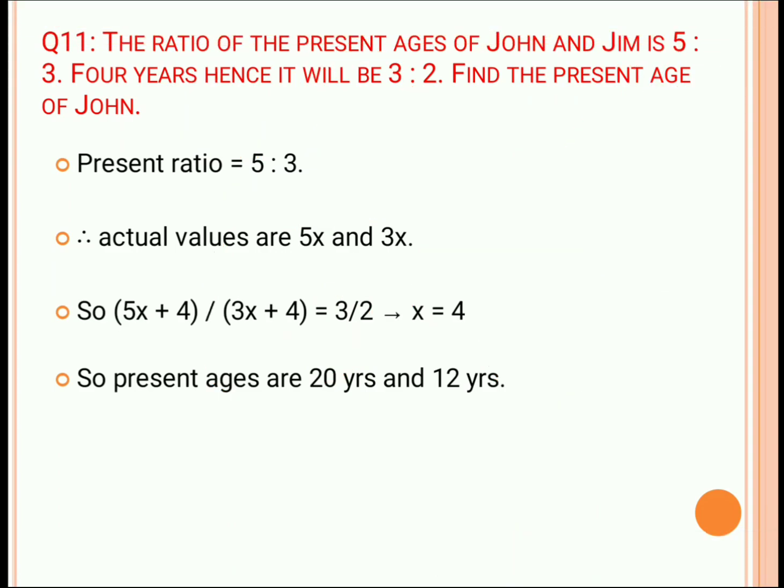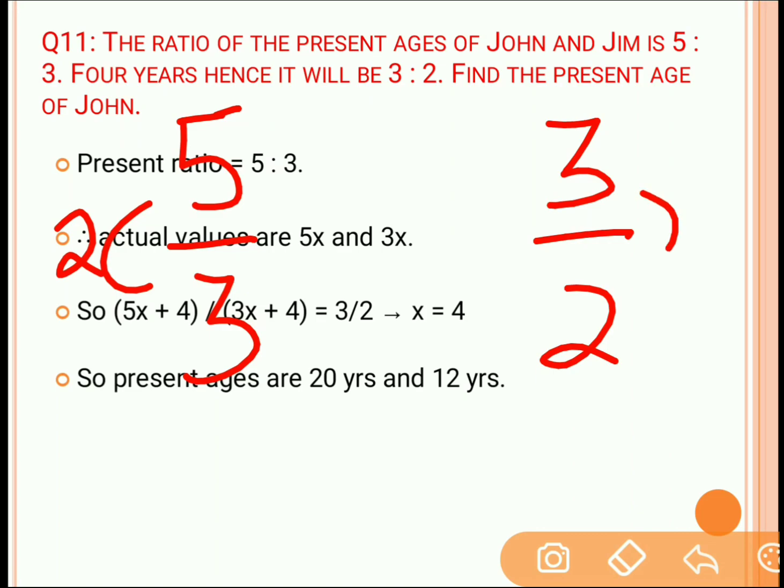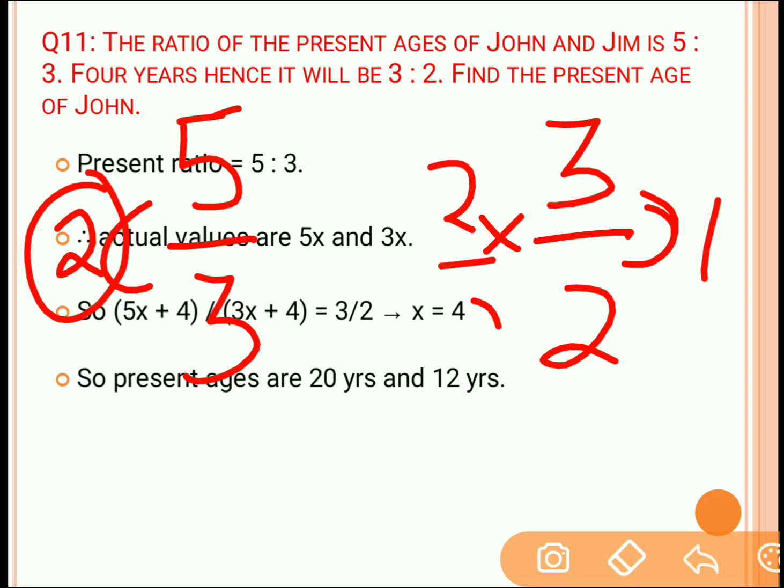So in order to solve such kind of a problem, we have to write down the two ratios. First ratio is 5:3 and second ratio is 3:2. Now we need to find out the difference of numerator and denominator. Here the difference of numerator and denominator is 2. And in this case, the difference of numerator and denominator, 3 minus 2, is 1. Now you need to multiply this difference over here. That is, you have to multiply 2 over here in the numerator and denominator.